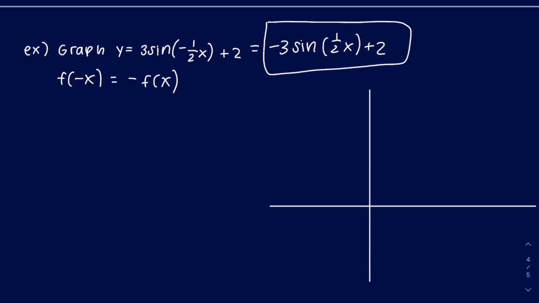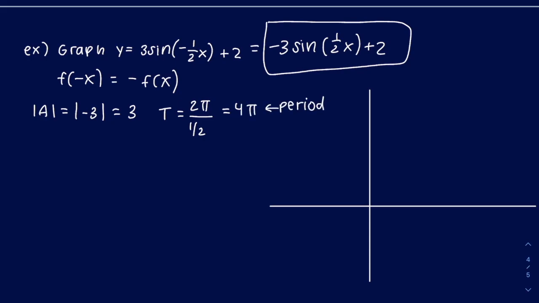So first, let's determine our amplitude. So our amplitude is the absolute value of negative 3, which is equal to 3. And then our period is equal to 2 pi over b, which is 1/2. That's equal to 4 pi. So that is our period. However, again, that's not enough information to graph the function. So we gotta find our increments by dividing our period by 4. So our increment, we are incrementing by pi.